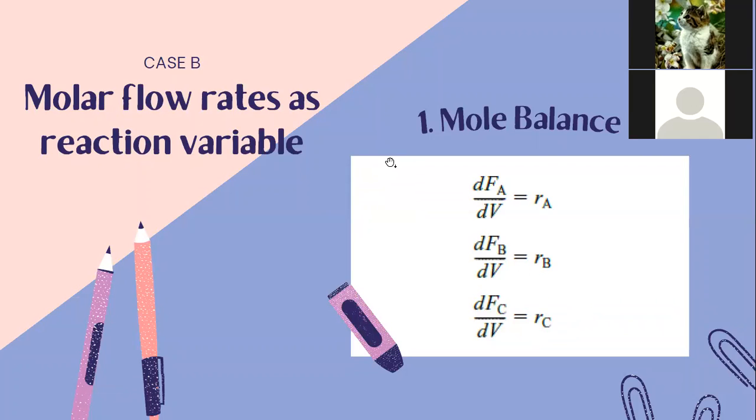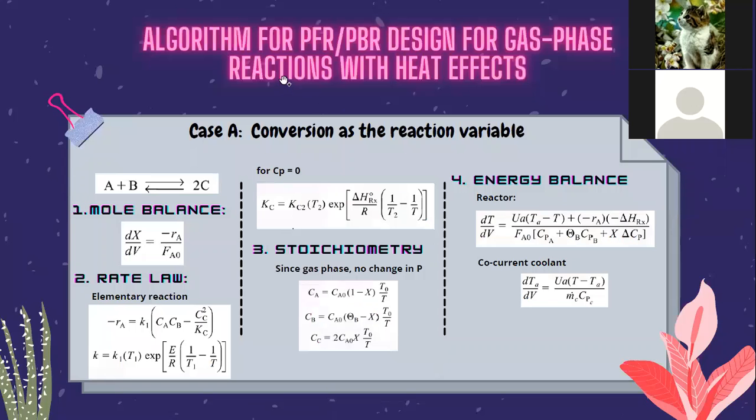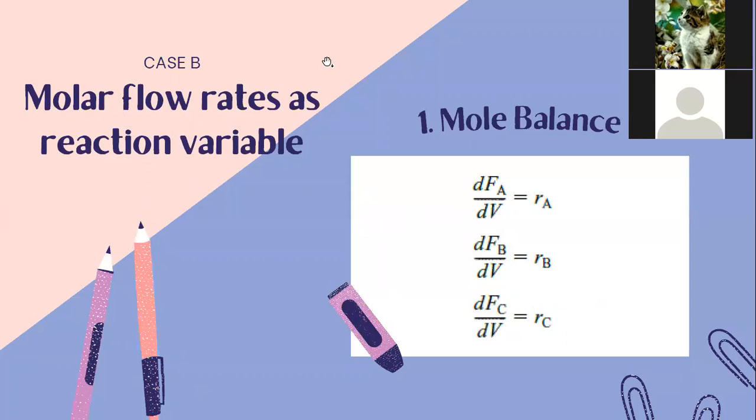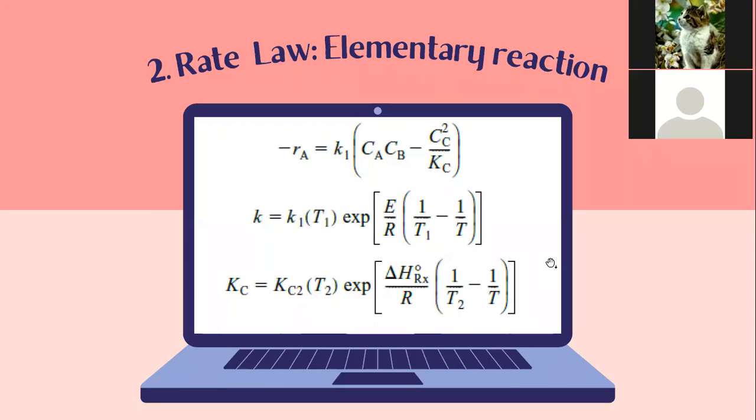And next, I will pass to Yani for the second case. So for case B, it is molar flow rate as a reaction variable. So what we need to do is first we have to do the mole balance. Remember the previous case, this is the algorithm for PFR and PBR. So this is the design equation for PFR. So we do it for each component, rA, rB, and rC. So the second step is we find the rate law.